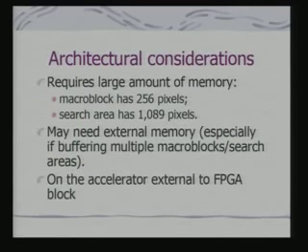So, what we say is that it requires a large amount of memory. Macro block has got 256 pixels, search area is 1089 pixels. And if such large memory transfers have to be done, that means your accelerator needs to be changed as well. So, you need external memory, especially if buffering multiple blocks or search areas is required. And that would be on the accelerator external to the FPGA block, but that memory is not part of the host memory. So, you may have a DMA block or DMA controller to transfer the data from the host memory to that of the memory on the accelerator block.